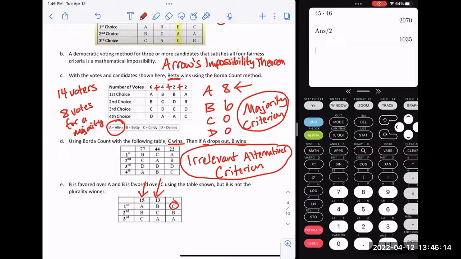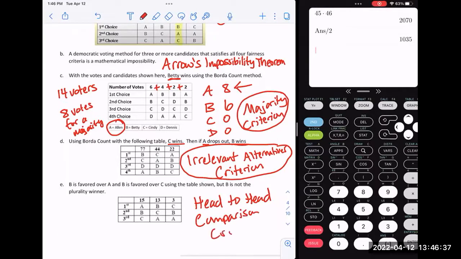So that means that if it's down to a head-to-head comparison between B and C, B is also preferred against C. So in every head-to-head comparison, B is the preferred candidate, yet they didn't win. So this would be a violation of our head-to-head comparison criteria. And we probably could have gotten there by process of elimination just because that's the one we hadn't done yet.